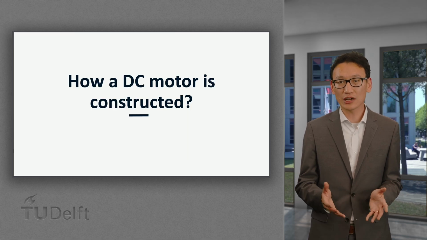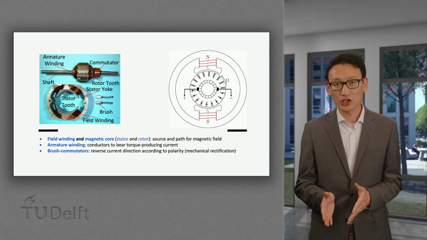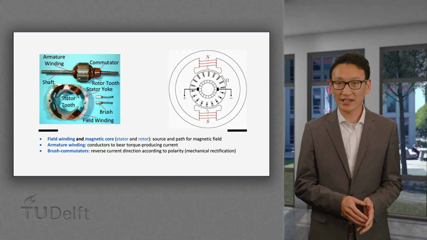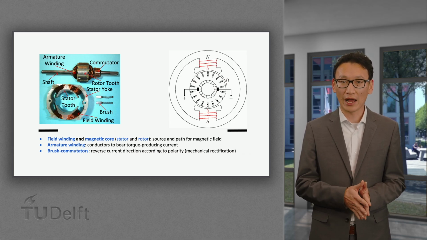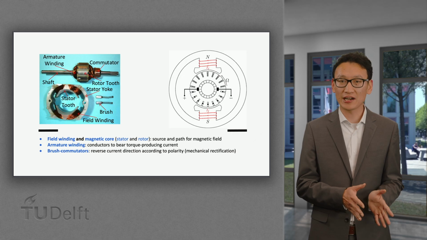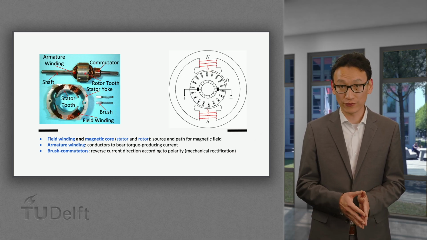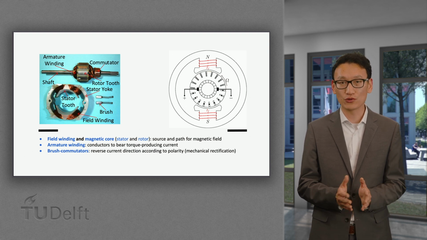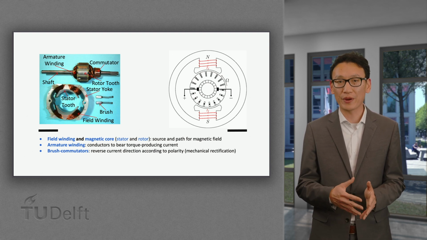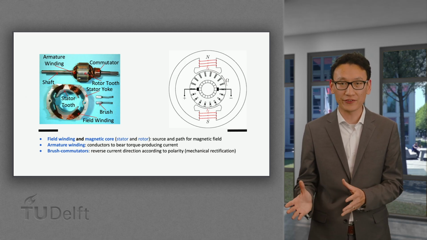So, how to construct a DC motor? The figure on the top left shows the breakdown of a practical DC motor. The field winding on the stator is the source of the magnetic field, while the magnetic cores on the stator and on the rotor provide the paths for the magnetic field to flow through. The armature winding fixed in the slots of the rotor allows conductors to bear the current to produce the torque by interacting with the magnetic field.